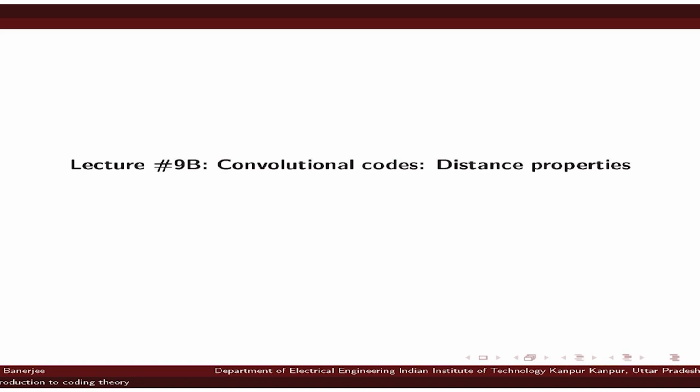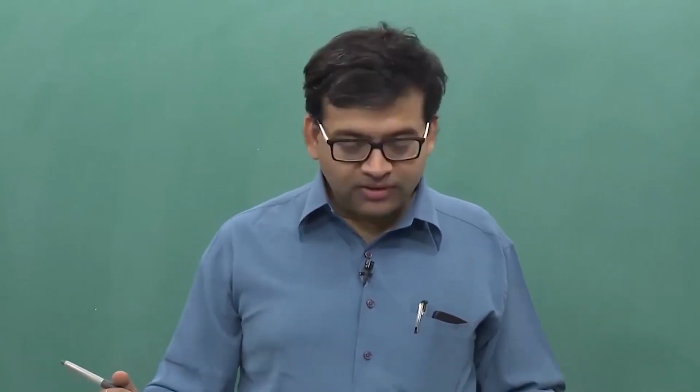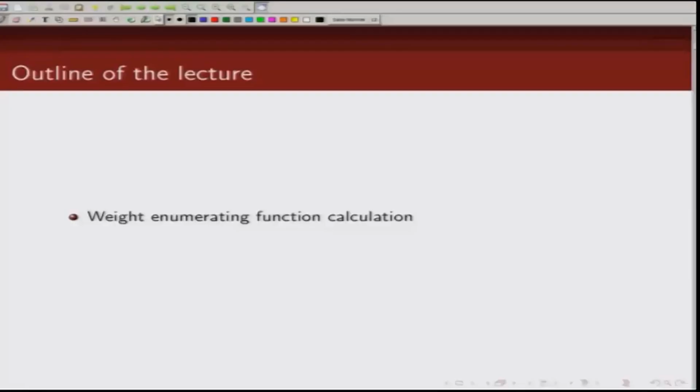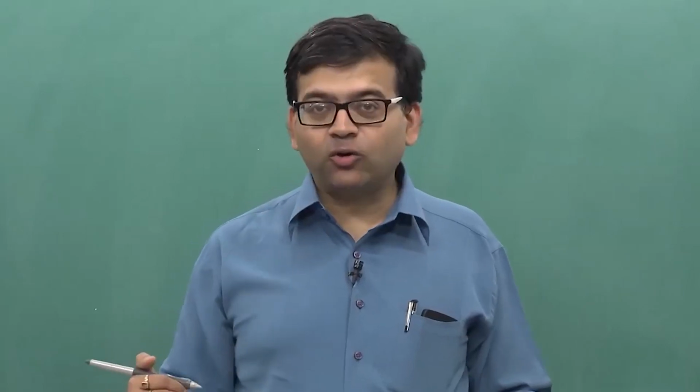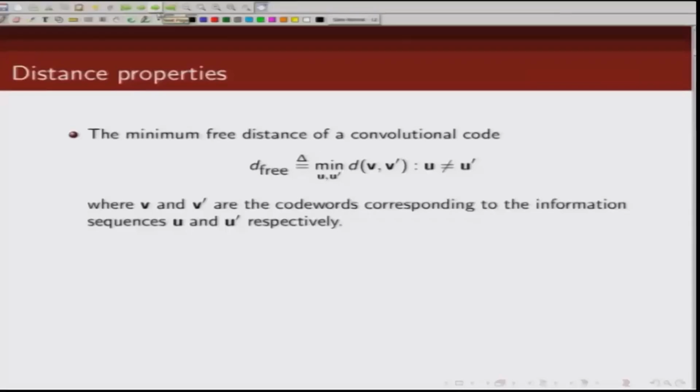In this lecture, we are going to talk about how we can find out the weight distribution of convolutional codes, and we are going to discuss the distance properties of convolutional codes. So, this lecture deals with how we can enumerate the distance profile or the weight distribution of a convolutional code.